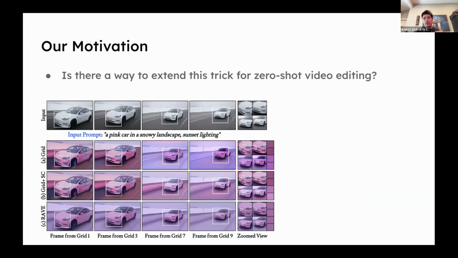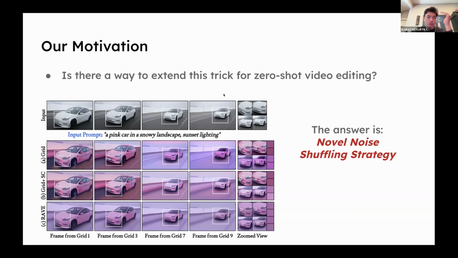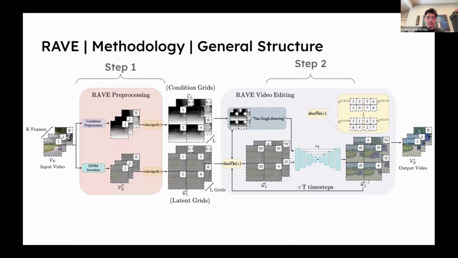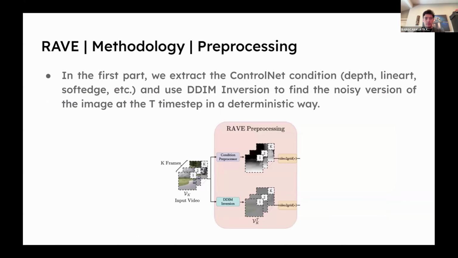So in that part, we proposed a novel noise shuffling strategy. As you can see, the top one is the input, and then grid plus sparse causal attention, and RAVE. And as you can see, we are consistent across the different grids too. How do we do that? Let me explain. We have a two-step methodology. First of all, let's start with keyframes. We have an input video, and we are making grids and doing editing. So let's start with step one.